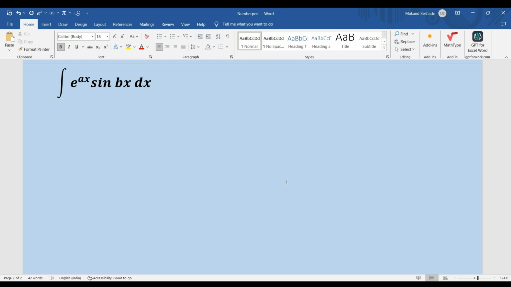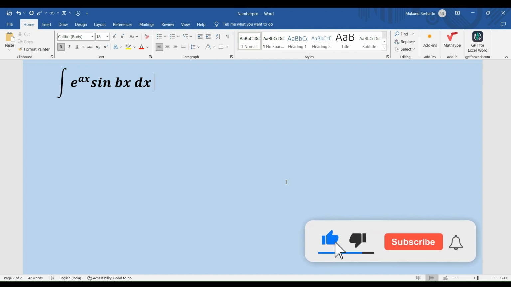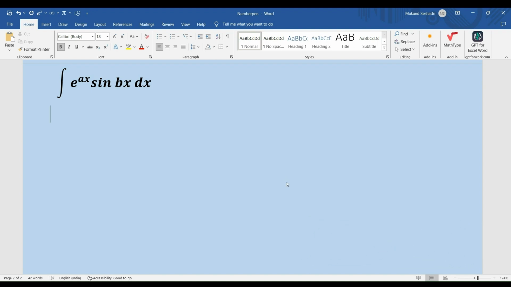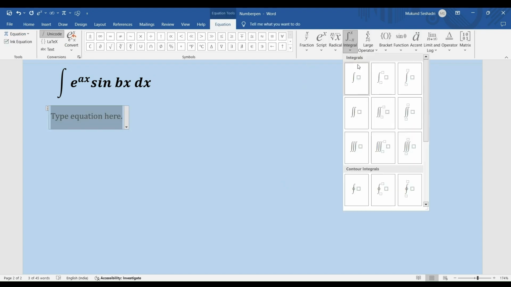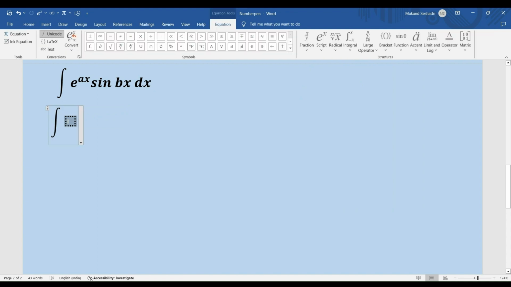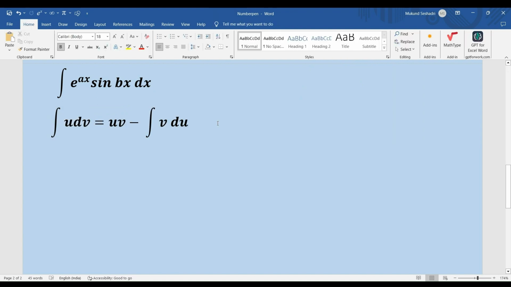So today we're going to look at the integral of e to the power ax sine bx dx, right? We can definitely solve this using integration by parts. So I'm going to write down what integration by parts states. It tells me that the integral of u dv equals uv minus the integral of v du. Okay, right? So I will have to figure out what my u and what my dv are.